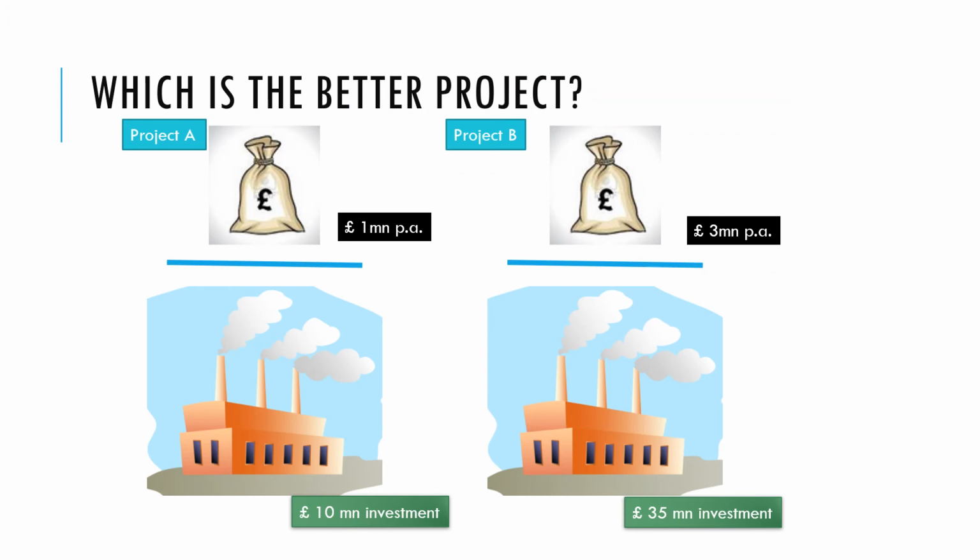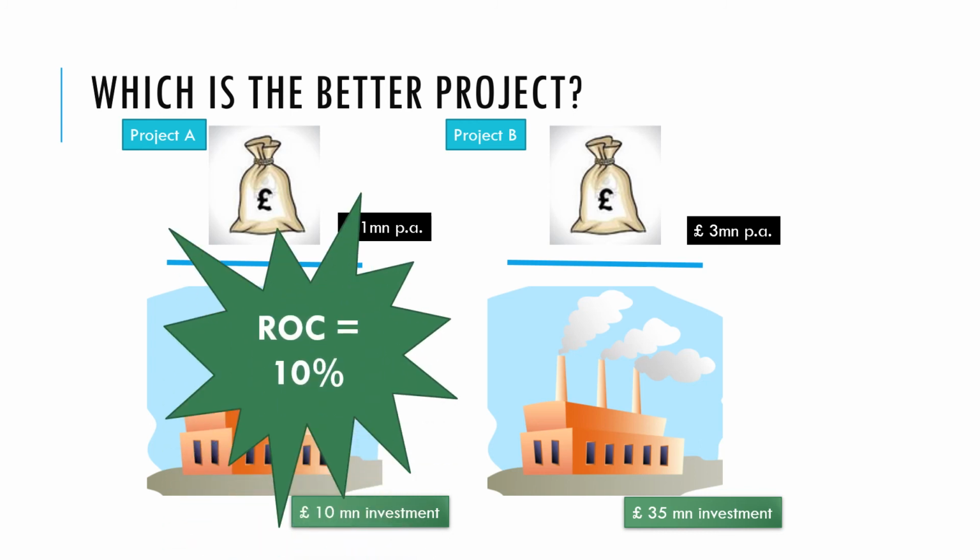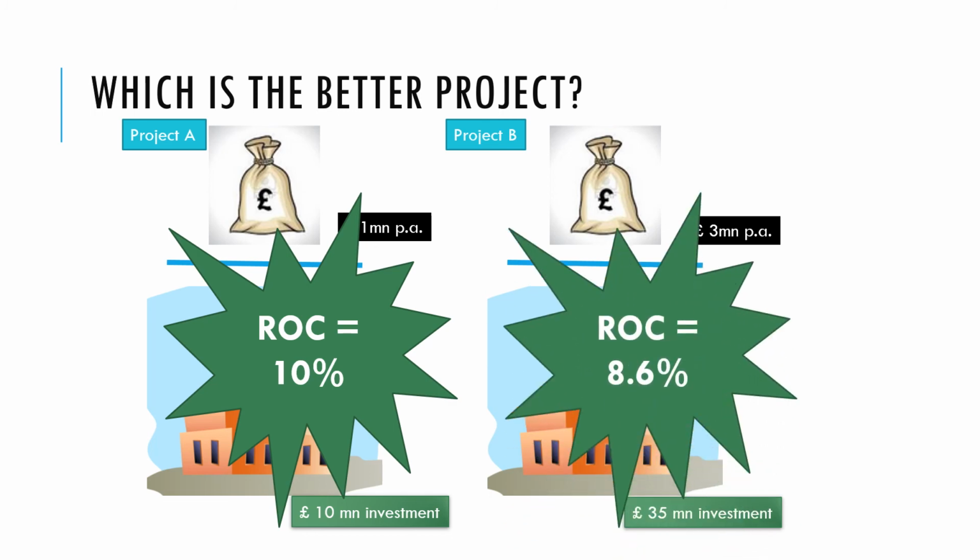So we mentioned that we could use it to make a comparison between projects, and we might want to say which is better, project A or project B. You might want to pause the video, do a quick calculation and see if you can come up with the answer. Well, project A is going to generate us returns of £1 million per year from an investment of 10 million, so it has a return on capital of 10%. Whereas project B, 3 million from a 35 million investment, will give us a return on capital of only 8.6%. So we would probably suggest project A on this basis, although there may be other factors which would go in project B's favour, more qualitative factors.